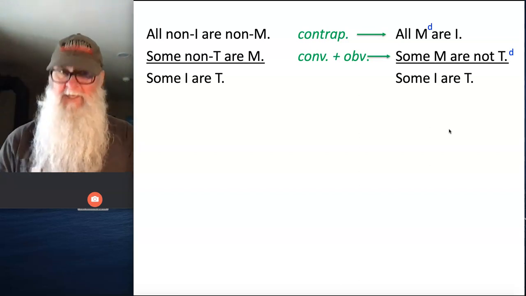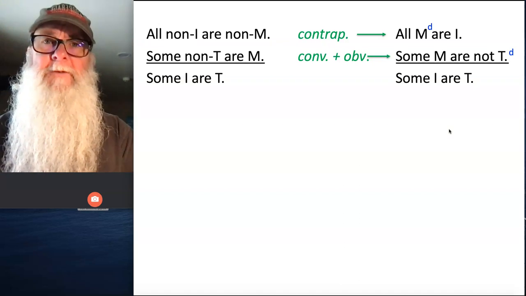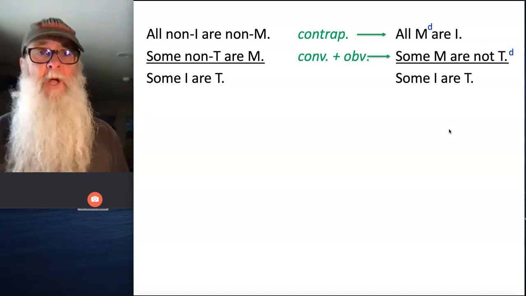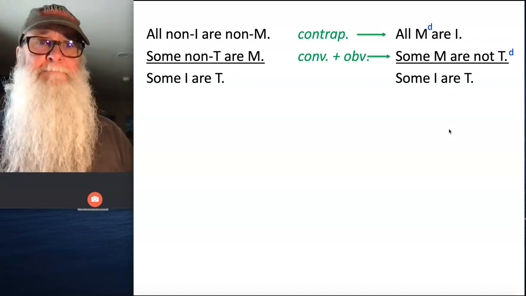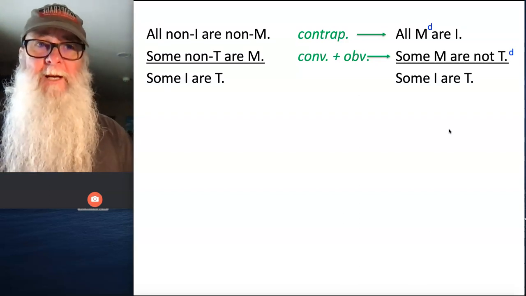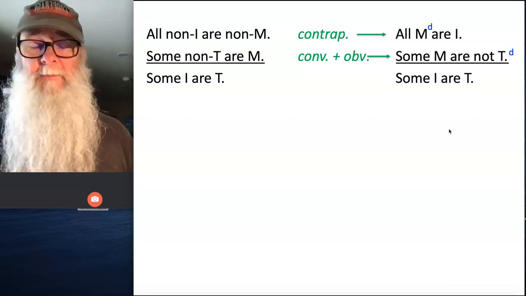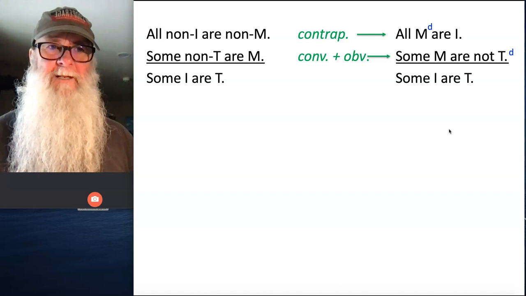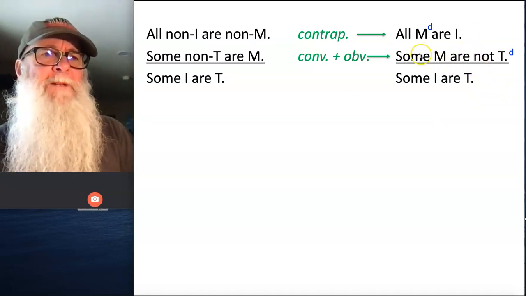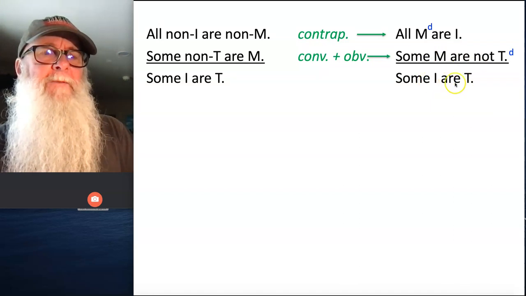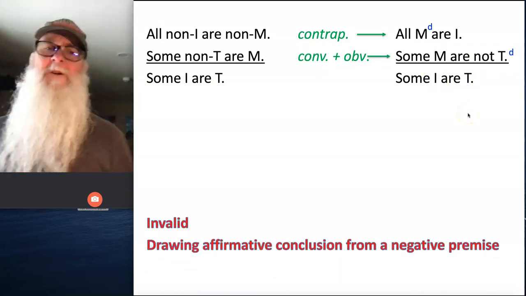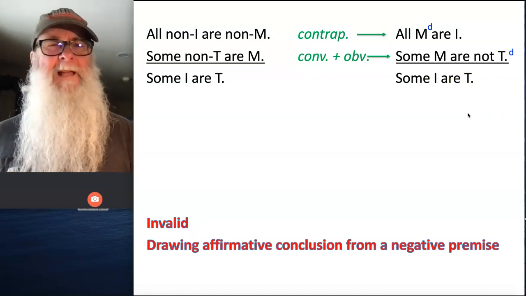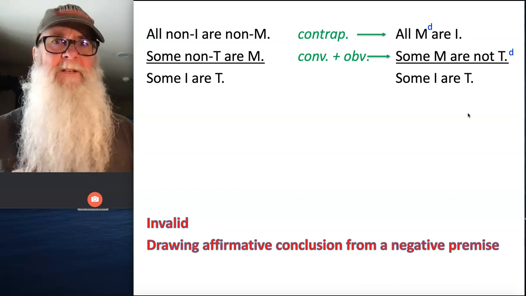So now we apply the rules for categorical syllogisms. The middle term needs to be distributed at least once. M is our middle term. It's distributed in the first premise. Check that box off. We don't have anything distributed in the conclusion statement, so rule number 2 doesn't apply. We don't have 2 negative premises, so we're good with rule number 3. But rule number 4 is where we're going to run into a problem, right? Because we have here a negative premise and an affirmative conclusion. And we know that we cannot draw an affirmative conclusion from a negative premise. That violates rule number 4. And if that's right, we have an invalid argument.